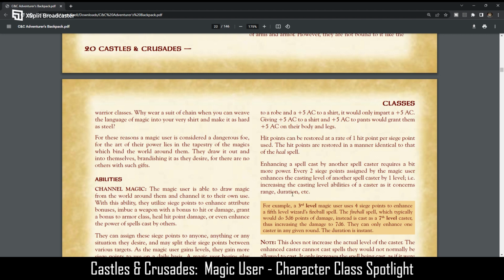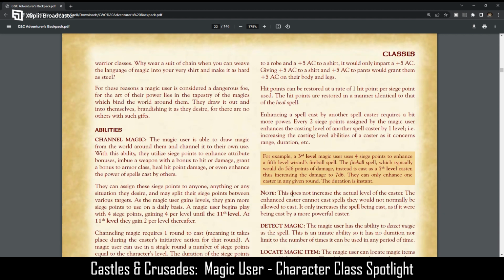For these reasons, a magic user is considered a dangerous foe, for the art of their power lies in the tapestry of the magics which bind the world around them. They draw it out and into themselves, brandishing it as they desire, for there are no others with such gifts. So, their abilities, beginning with channeling magic.